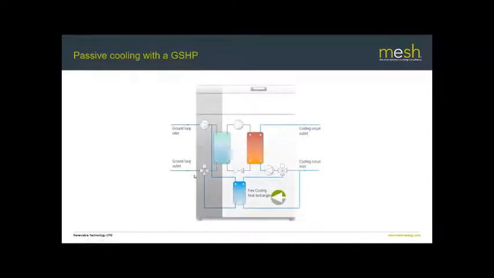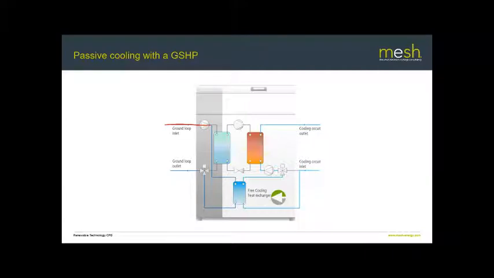So let's start with the most basic type of cooling, which is passive cooling from a ground source heat pump. In passive cooling, the heat exchangers of the heat pump are bypassed in order that the natural coolness of the ground can be used as a source of cooling. I'll draw onto this diagram the basic system. So cool water, or brine solution as it's often known, is brought into the heat pump.